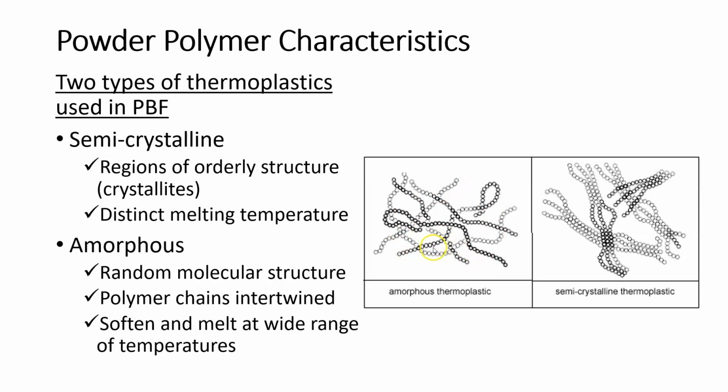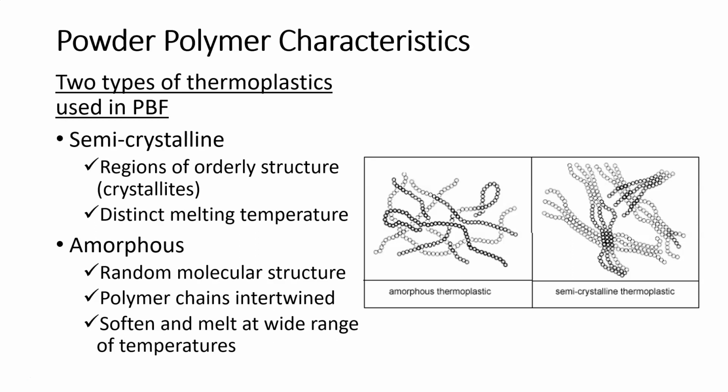like the amorphous thermoplastics. Remember I said that it's kind of like we take cooked spaghetti and we drop it on the floor. We're not going to expect those polymer strands to be organized. They're just going to be randomly falling down. This is a random molecular structure. The polymer chains tend to be intertwined. The amorphous thermoplastics soften and melt at a wide range of temperatures, which you might think is good, but actually it's not good.